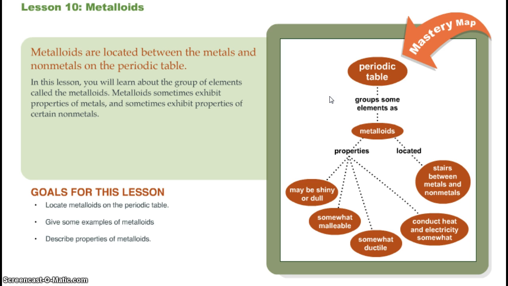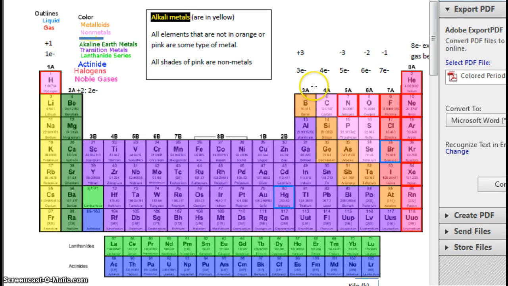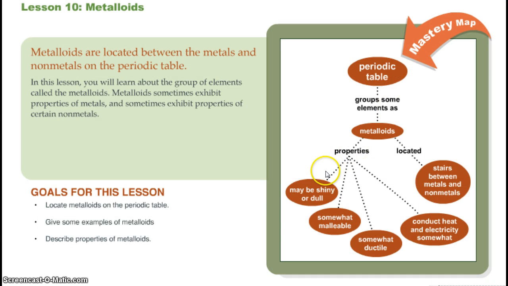So the periodic table groups some elements as metalloids. They are located between the metals and nonmetals, and it's often called a stair step because if you look, it kind of looks like a set of steps. So they call it the stair step between the metals and the nonmetals. Properties: they may be shiny or they may be dull. They're somewhat malleable. They're somewhat ductile. They conduct heat and electricity somewhat. So again, they're in between.